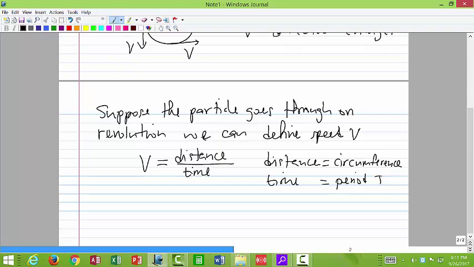Let's use uppercase T. And so the speed v in the circular path is just equal to the circumference, which is 2 pi r, divided by the time period T. Questions at this point? So this gives us a starting point, at least, to study uniform circular motion.